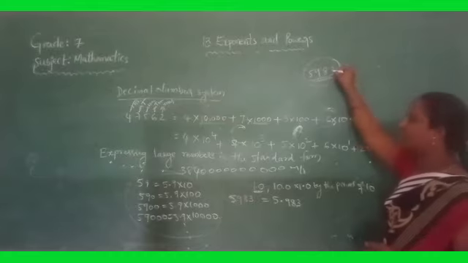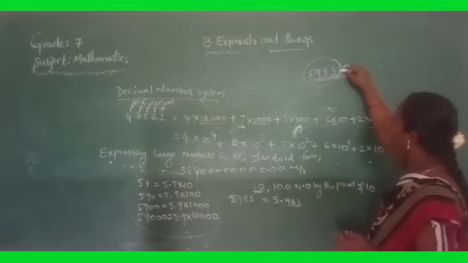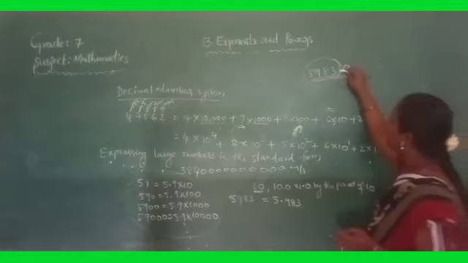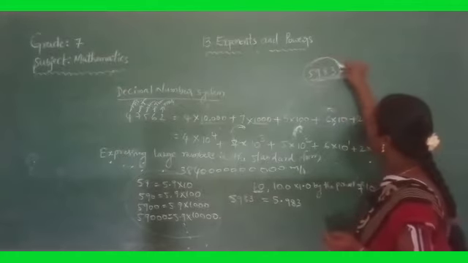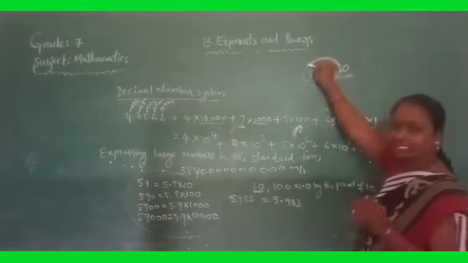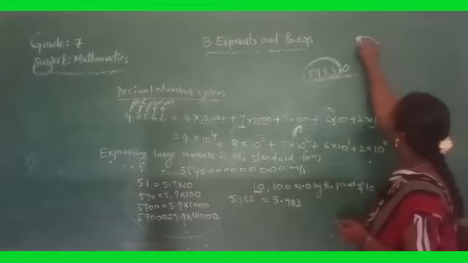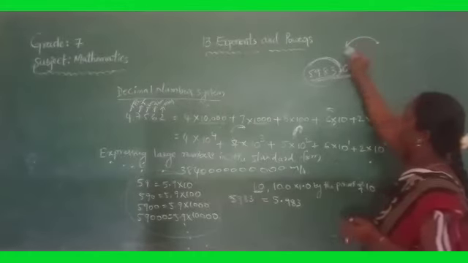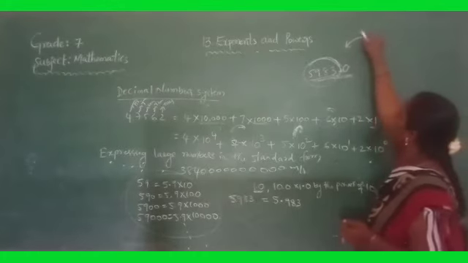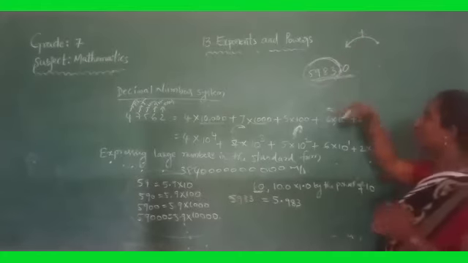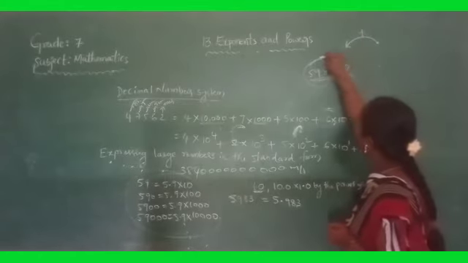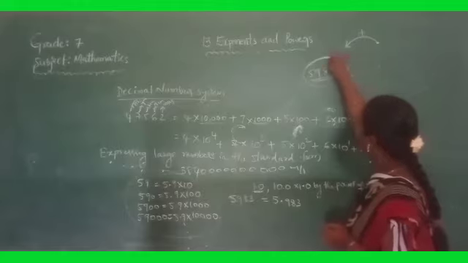So 5983. We have to shift this decimal point to the left side. If you move the decimal point to the left side, we have to take positive powers. That means the positive direction, so you have to take positive.